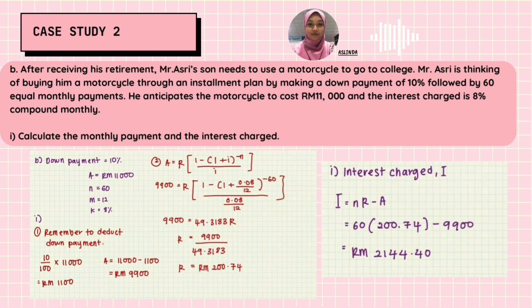Case study question B. After receiving his retirement, Mr. Asri needs to buy a motorcycle to go to college. Mr. Asri is thinking of buying a motorcycle through an installment plan by making a down payment of 10% followed by 60 equal monthly payments. He anticipates the motorcycle to cost 11,000 and the interest charge is 8% compounded monthly. Calculate the monthly payment and the interest charge.